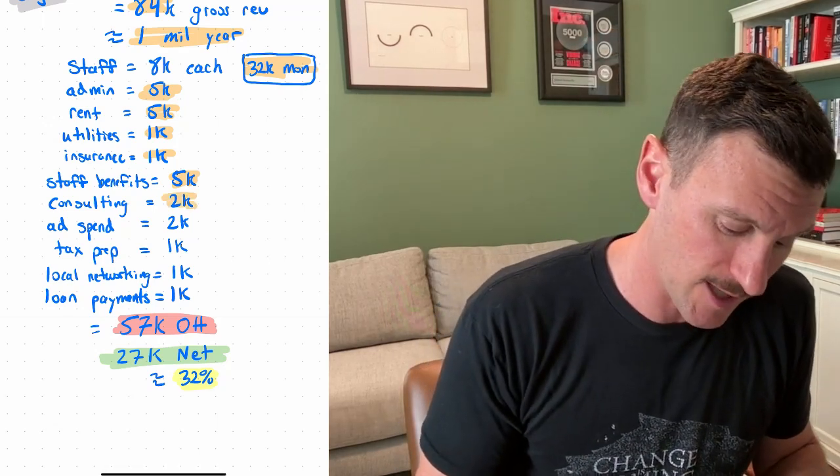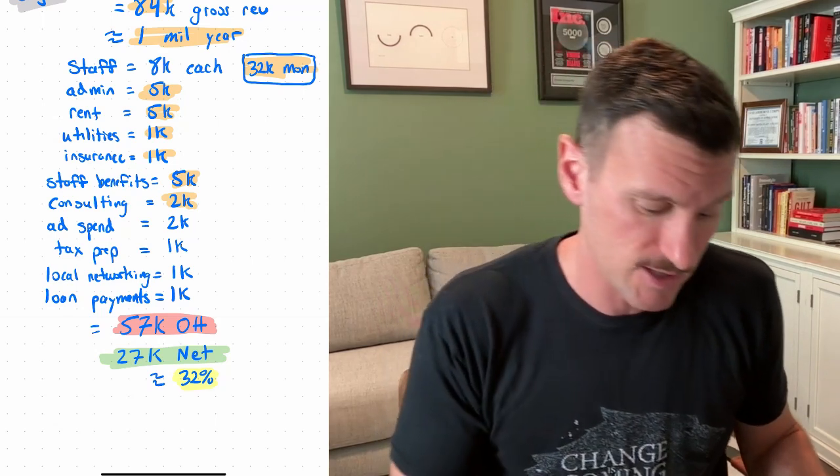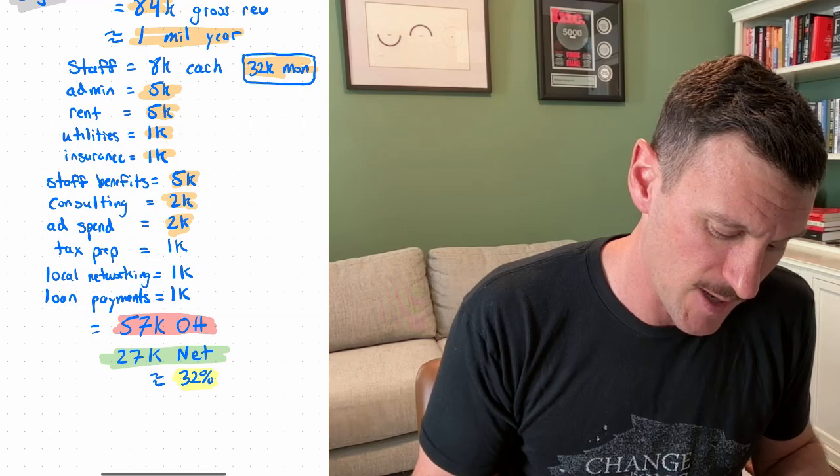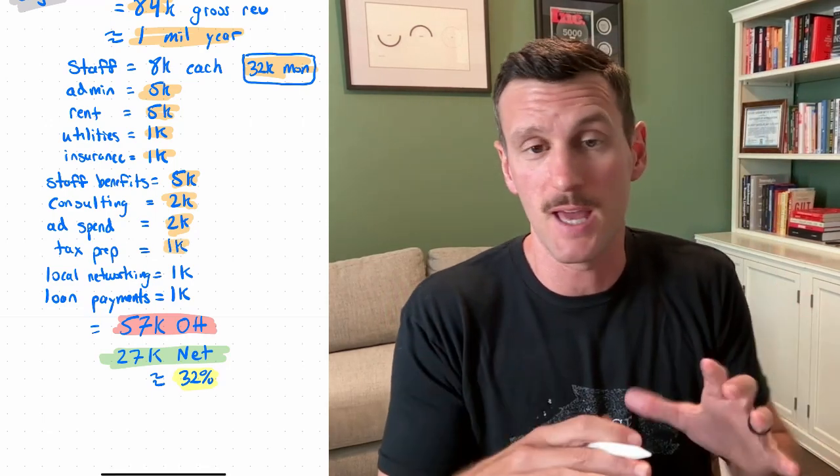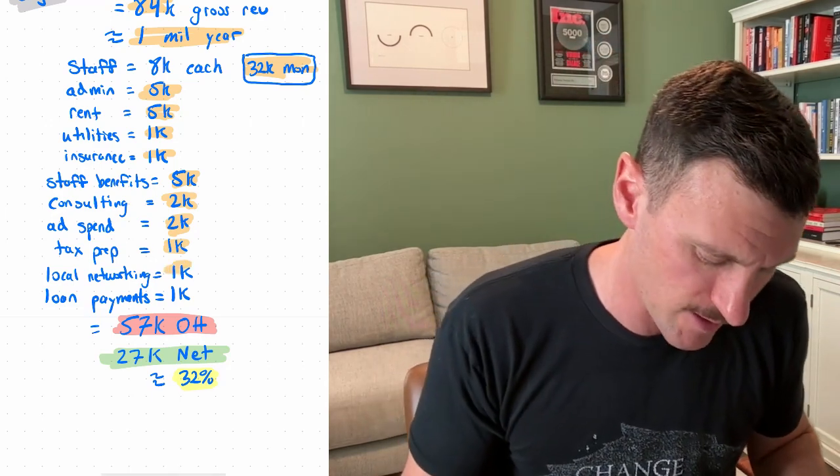Consulting, let's say you've got somebody like myself and our team helping you out. Let's say that's about $2,000 a month. Let's say ad spend is about $2,000 a month. Let's say you're doing a CPA and a bookkeeper that's managing everything. Let's say that's about $1,000 a month.